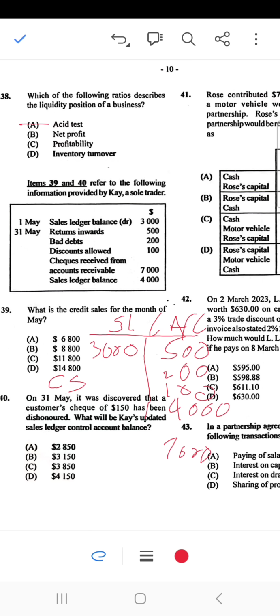Now, since the balancing figures are already in, the one number that's missing, our credit sales, will be the new balancing figure. So I'm going to add up everything on the credit side and subtract it from the debit side, and the difference will be my credit sales. So 7,000 plus 4,000, which is 11,000. Add 500, 200, and 100, which will give us 11,800. And then we're going to minus that 3,000 from it, which will give us 8,800. So our total credit sales will be B, 8,800.